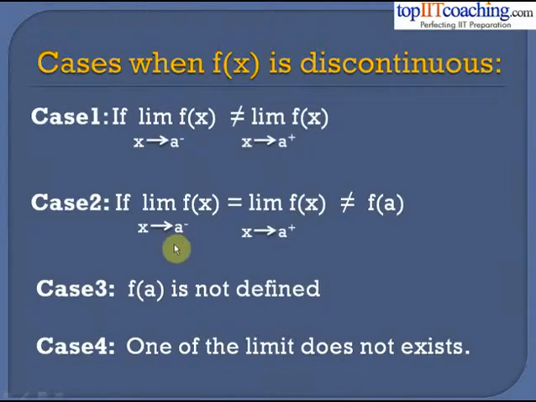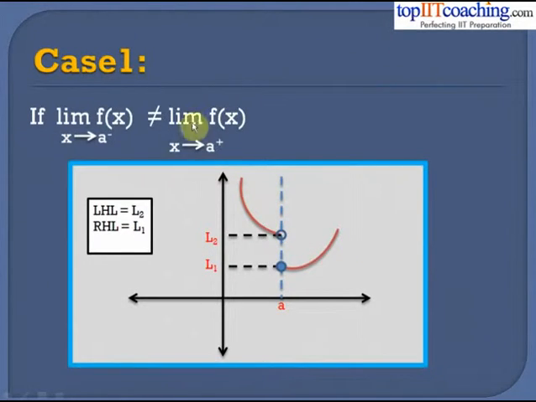If the left hand limit is equal to the right hand limit but is not equal to f of a. The third is f of a is not defined, and if one of the limits does not exist. Now let's see these cases one by one. Case number 1 is left hand limit is not equal to the right hand limit.